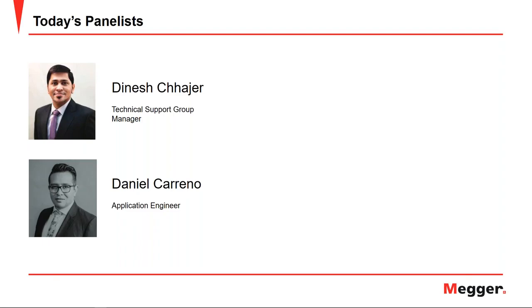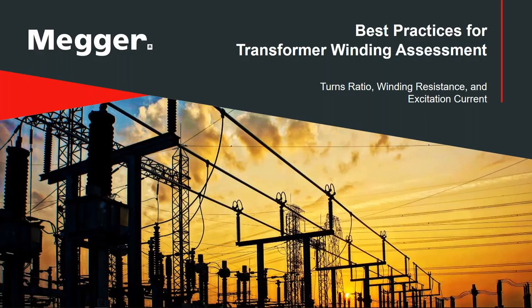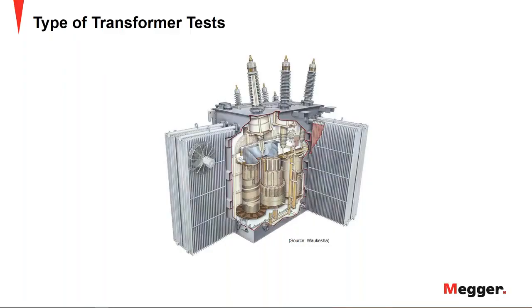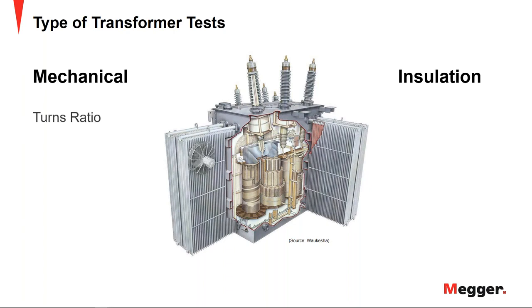Today we will be focusing on best practices for transformer winding assessment with a focus on turns ratio, winding resistance, and excitation current. When we talk about transformer testing overall, we try to separate the tests into two major groups, the first being mechanical and the other side being insulation. Mechanical testing is what we're going to focus on today, so turns ratio, winding resistance, core excitation.